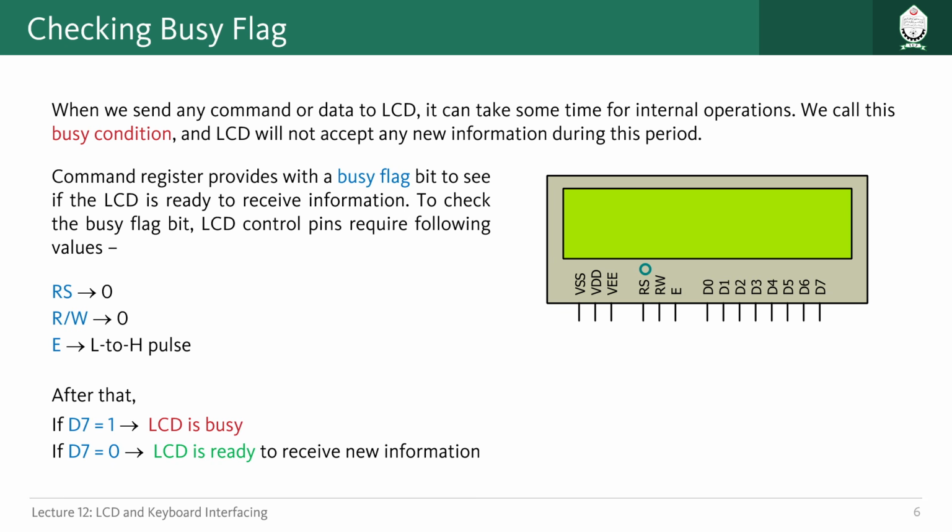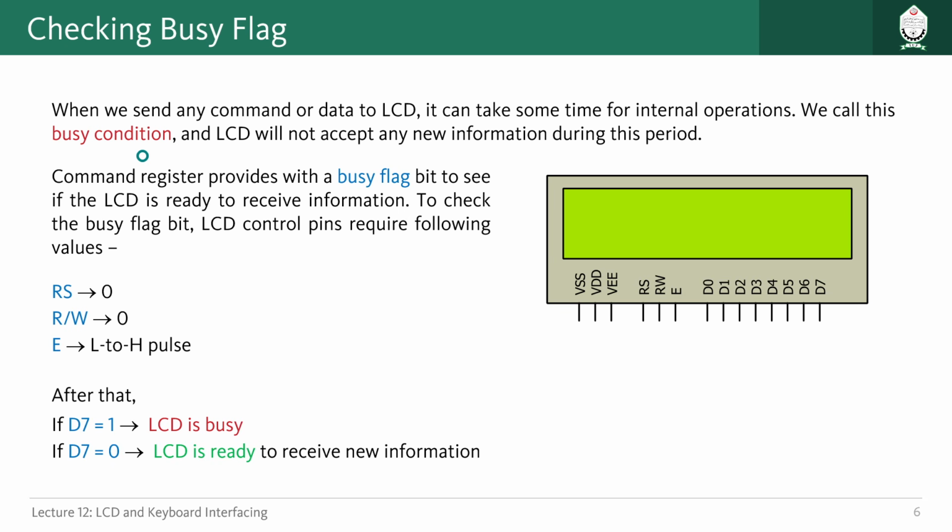Now let us look at another thing which is quite important, checking the busy flag. Whenever we send any kind of data to the LCD or do anything with our LCD, it takes some time to actualize that, for its internal operations to execute. Whenever it does, it cannot take any more commands. We call that the busy condition. So whenever our LCD is busy, it cannot take any more commands, so we have to wait and send the next command afterwards.